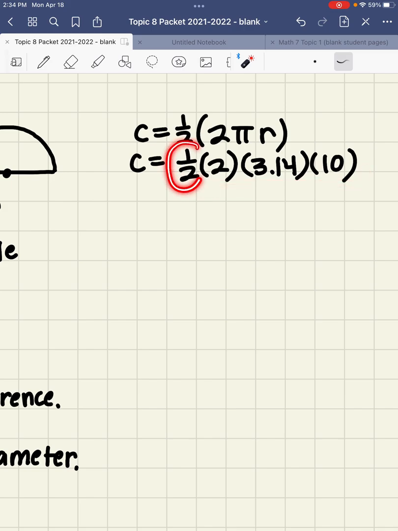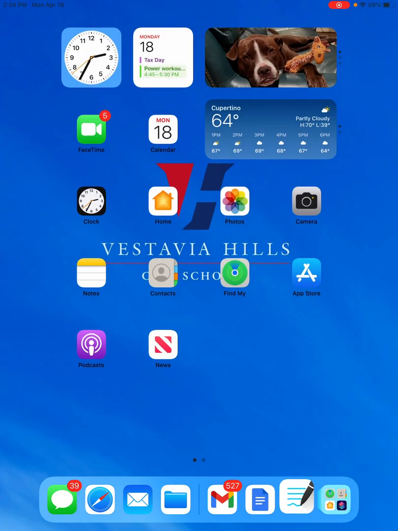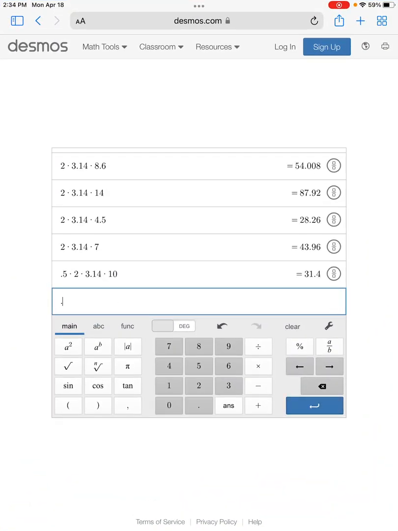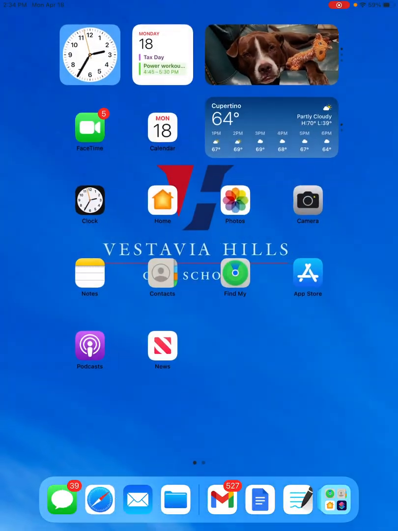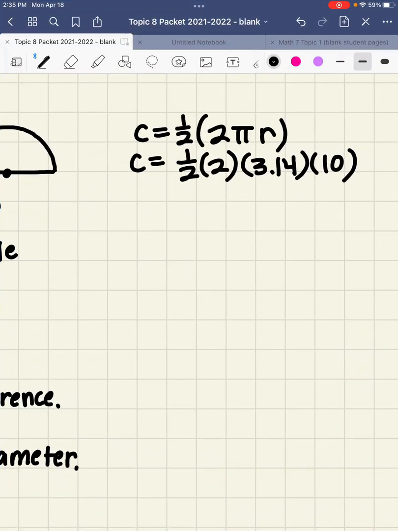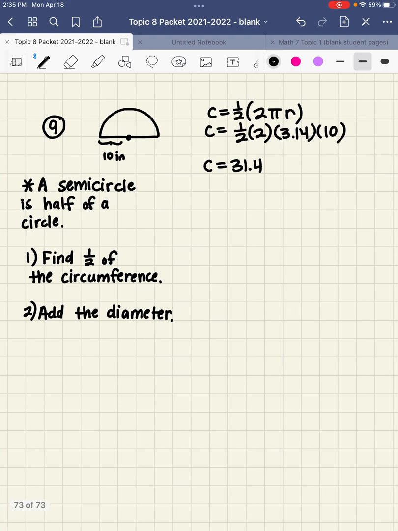Instead of typing that fraction in my calculator, I'm just going to use 0.5. So we have 0.5 times 2 times 3.14 times our radius, which was 10. So I get 31.4. So I end up with 31.4, right? Now I'm not done because step 2 says to add the diameter.